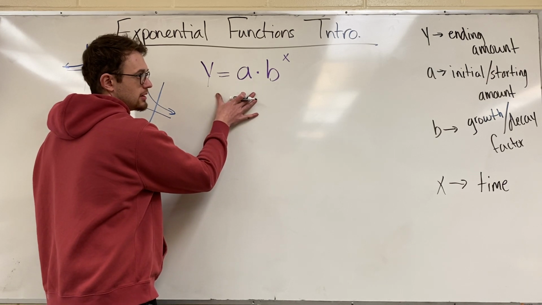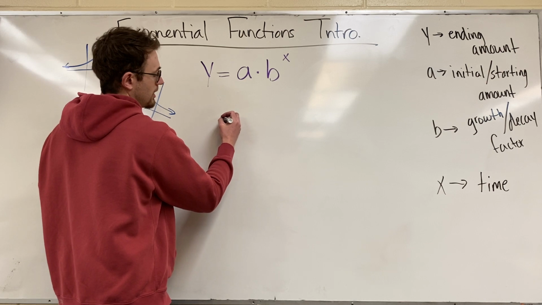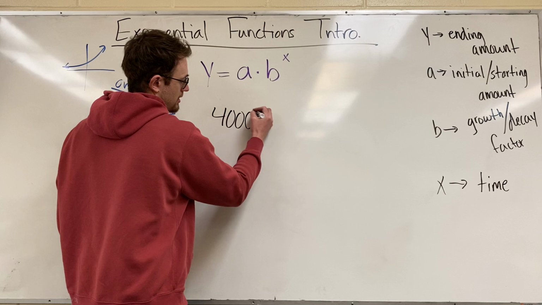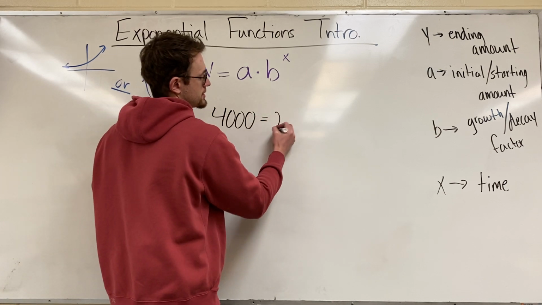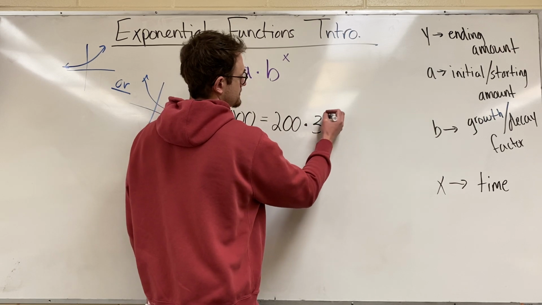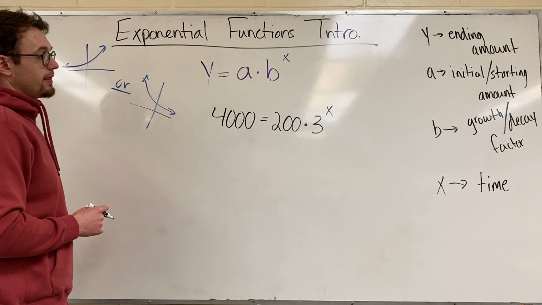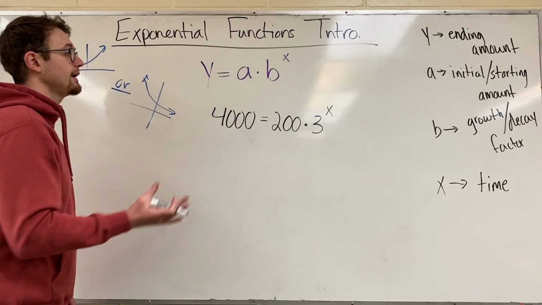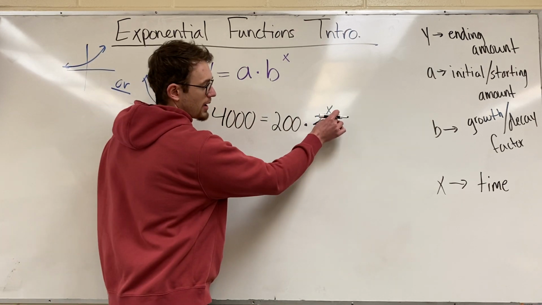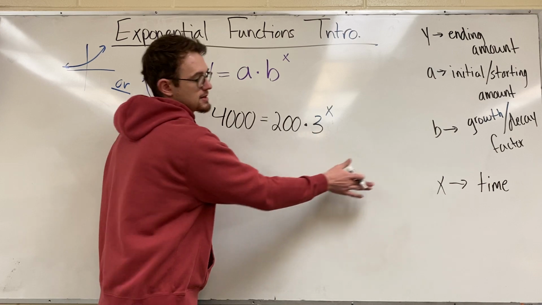of this when given context to this. So if I give a problem, let's say 4,000 equals 200 times 3 to the x. There's going to be 3 things that you can identify from this. The only thing you can't identify is the time, because I don't know what the time is, because it's still x.